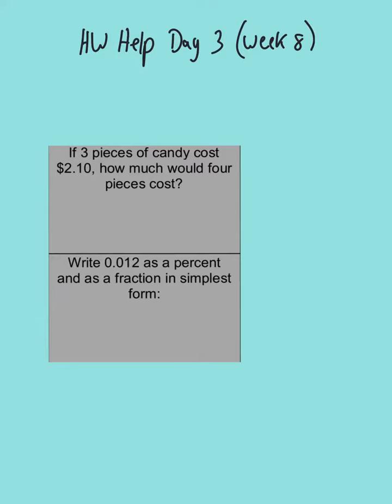Okay, it's day 3, week 8, homework help. Let's get started. First problem, it says, if 3 pieces of candy cost $2.10, how much would 4 pieces cost?